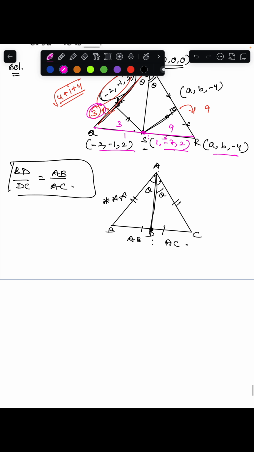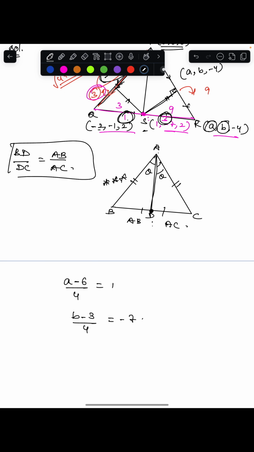So just relate them. What we can do is 1 into A plus 3 into minus 2, that means minus 6, by 1 plus 3, 4, equals 1. Similarly, 1 into B plus 3 into minus 1, that is B minus 3, by 4 equals minus 7. Similarly, 1 into minus 4 plus 3 into 2, that is 6, by 4 should be equal to 2.